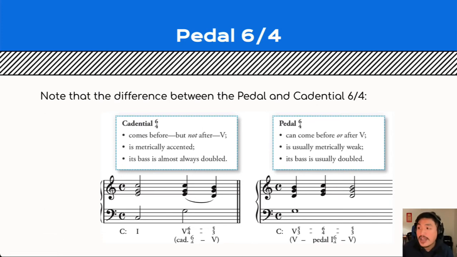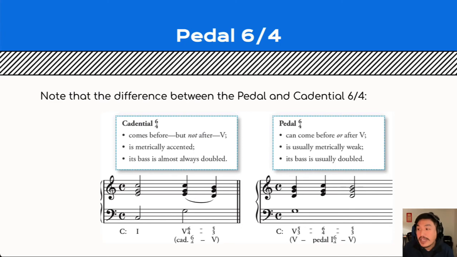Note that the difference between the pedal and the cadential 6/4, we'll talk about differences throughout today, right? So the cadential 6/4 comes before but not after 5, right? So you can't start with 5 and then go into a cadential 6/4 because it's supposed to be sort of an intermediary chord before you go to 5. And so if you start with 5, then the effect is sort of lost. However, in a pedal 6/4, the 5 can come before or after, right? In the cadential 6/4, the actual 6/4 chord is metrically accented. It's supposed to be on a strong beat, stronger than the second beat, whereas the pedal 6/4 is usually metrically weak, in the weaker position.